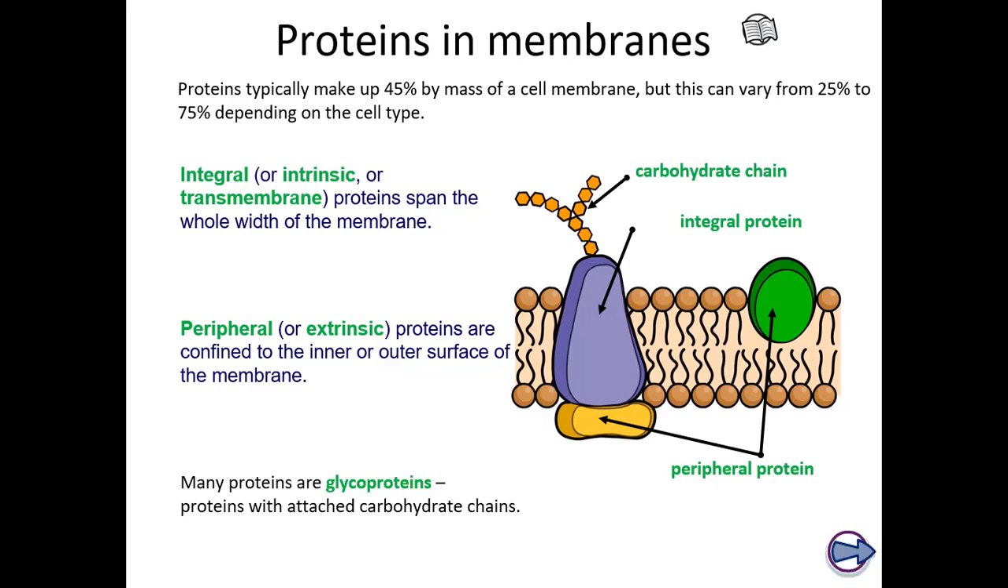Also, many proteins are glycoproteins. So these are proteins that have an attached carbohydrate chain to the top of them. So the purple protein there, we will describe it as being an integral protein that has a glycoprotein.